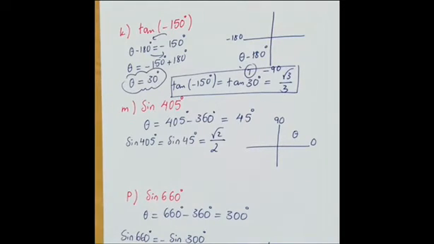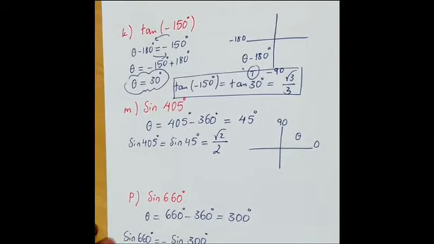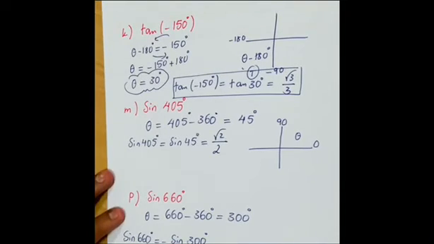But 300 is still not the acute angle, so you're supposed to subtract it from 360. What is the expression here? It's 360 minus theta. So 360 minus theta equals 300, which means theta is 360 minus 300, equals 60. So sine 660 is equal to negative sine of 300, which is equal to negative sine of 60. What's the value of sine 60? It's root 3 over 2.